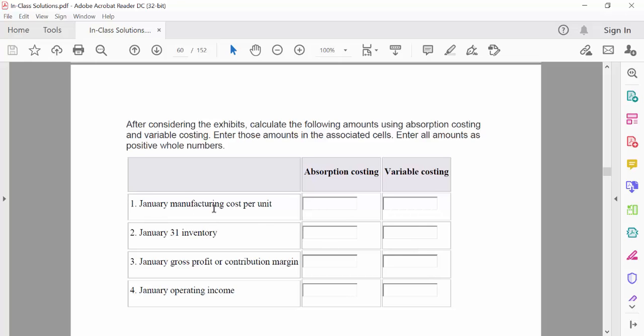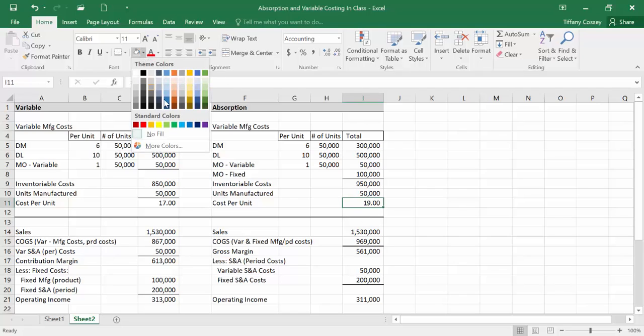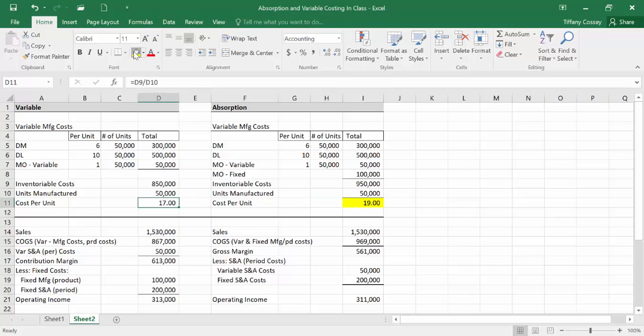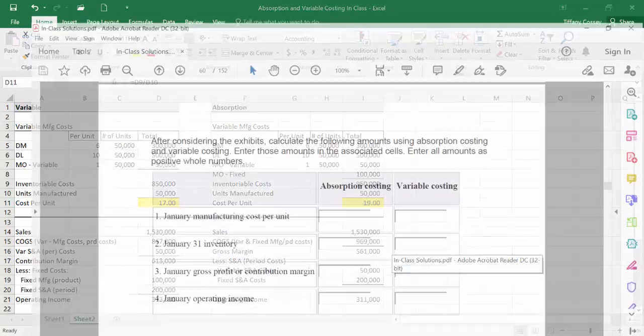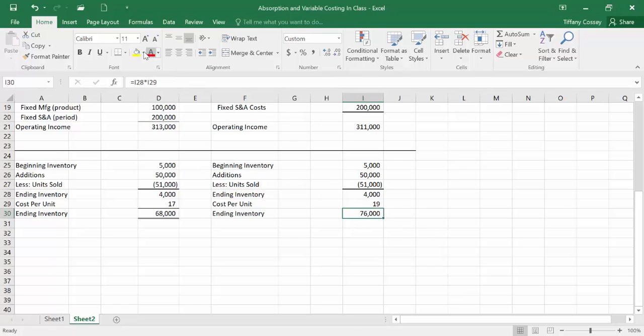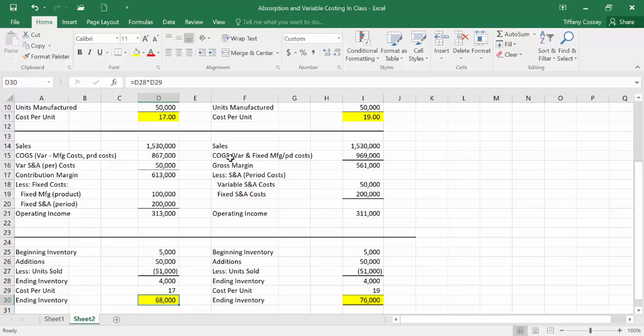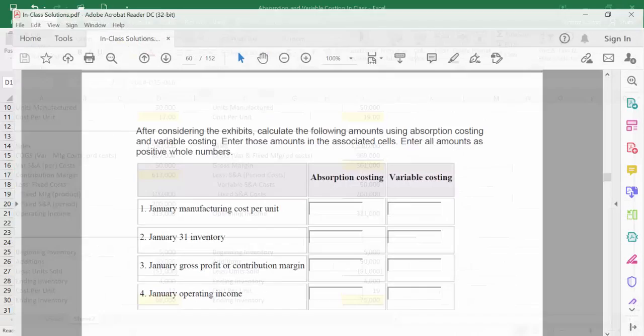So it says the January manufacturing cost per unit. For absorption costing, that's 19. And for variable costing, that's 17. And then for my January 31st inventory, that's what I just calculated down here. Absorption, it was 76,000. Variable, it was 68,000. My January gross profit or contribution margin. So my gross profit, same thing as my gross margin, 561,000. And that's for absorption. For variable, my contribution margin was 613,000.